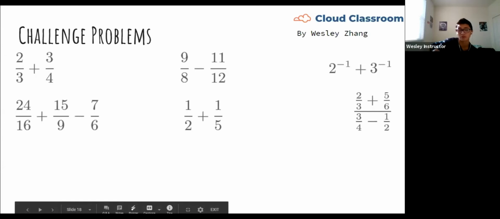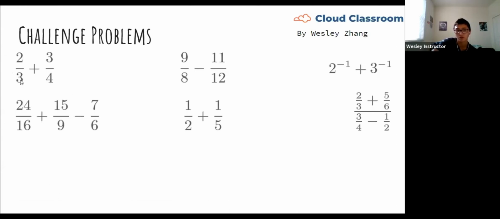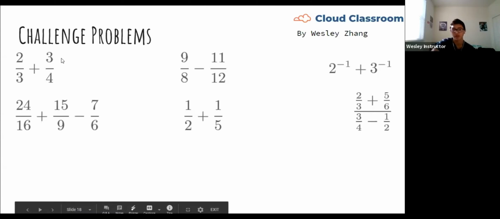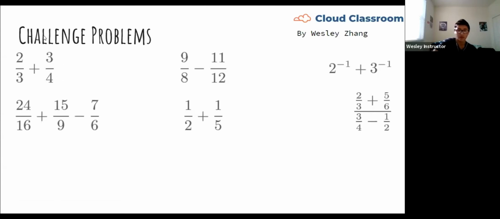To do that, you multiply 2/3 by 4/4. So 2/3 times a fraction 4/4, and that will give you 8/12. And then you multiply 3/4 by 3/3, and that will give you 9/12. So now you have the same denominator, so then you add them and you get 17/12, or as a mixed number, 1 and 5/12. We'll talk about mixed numbers very soon.